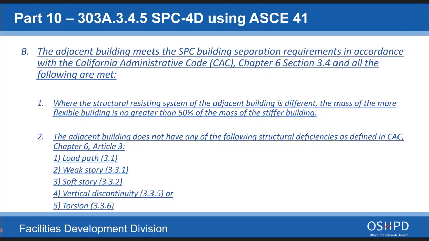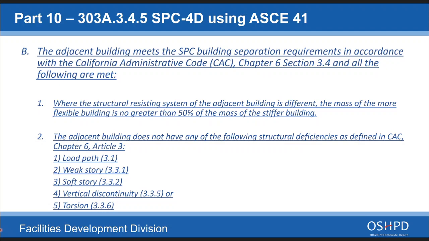And we came up with these criteria. The first one was that the structural resisting system of the adjacent building is different, and the mass of the more flexible building is no greater than 50% of the mass of the stiffer building. So that's what we put in there. That's going to change. I'm going to be talking about that.